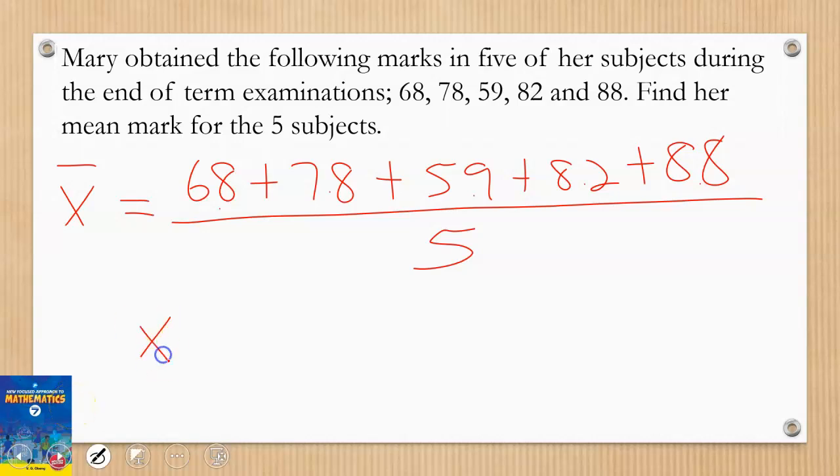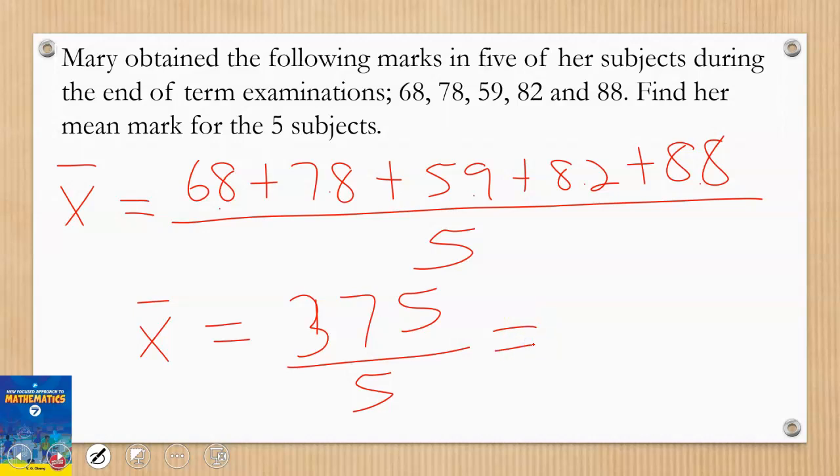So our mean becomes 375, if you do the addition, divided by 5. Now 375 divided by 5, I think the answer would be 75. And so our mean mark for this student is 75. At least her performance is not bad at all. Her average mark is 75. Now let's take another example and see.